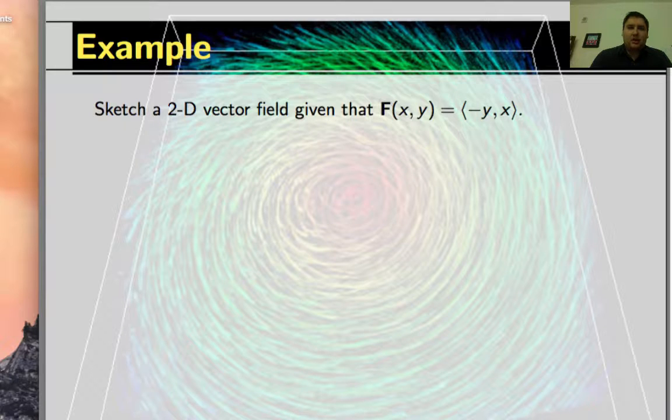Okay, so let's talk about how we would draw one of these things. So I'd like to sketch a 2D vector field given that the field is described by F of x, y is given by the vector negative y comma x. So again, what this means is you give me any point, 2 comma 3 for instance, and what you're going to have at the point 2 comma 3 is the vector negative 3 comma 2, right? Just plug in your x and y in the right places.